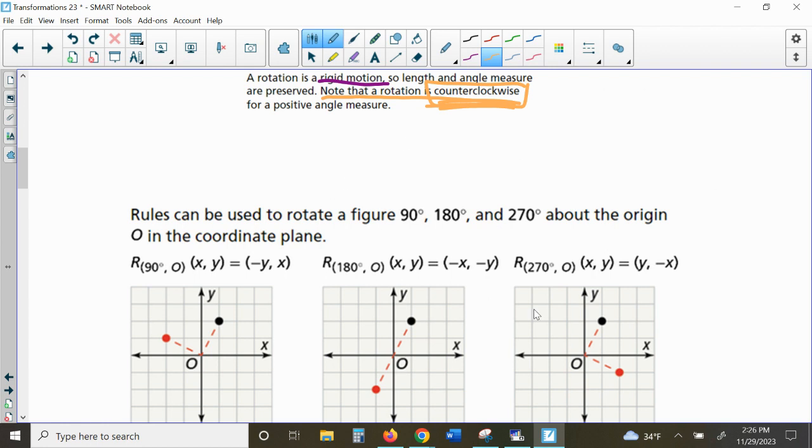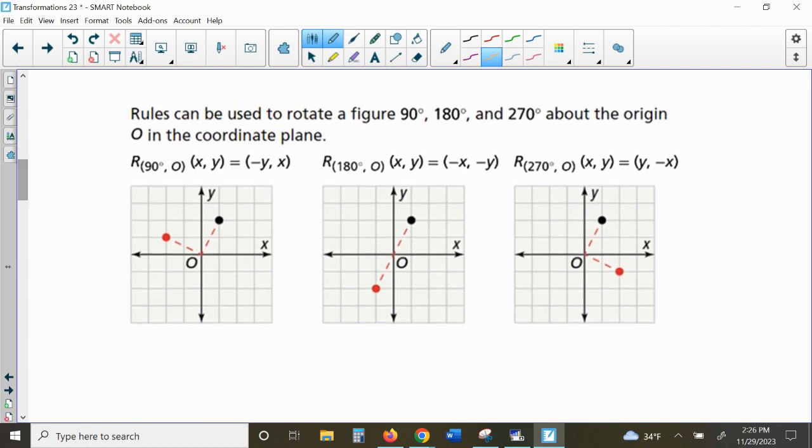Okay, so these are our rules, and we talked about all of these rules, so you might want to highlight these rules. So this right here is a counterclockwise of 90 degrees. So we're taking this point and moving it counterclockwise 90 degrees. So here is our, you might want to highlight this. Here's our rule.